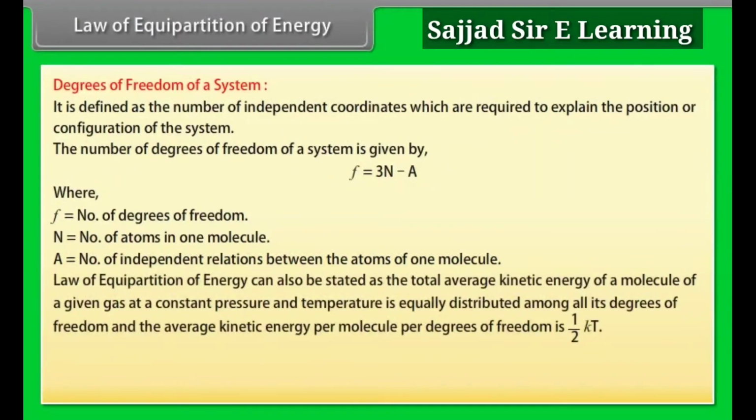Law of equipartition of energy can also be stated as: the total average kinetic energy of a molecule of a given gas at a constant pressure and temperature is equally distributed among all its degrees of freedom, and the average kinetic energy per molecule per degree of freedom is 1/2 kT, where T = temperature of gas.